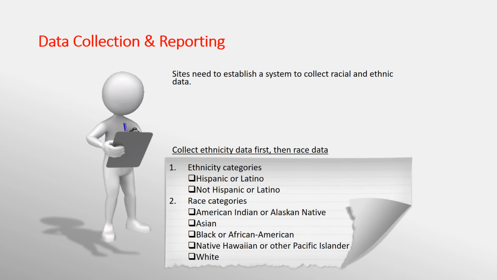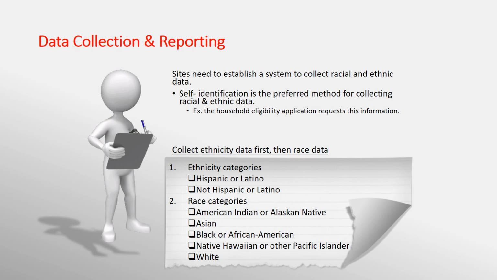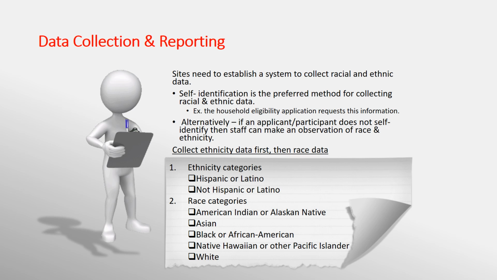Sites need to establish a system to collect racial and ethnic data. Self-identification is the preferred method for collecting racial and ethnic data. Alternatively, if an applicant participant does not self-identify, then staff can make an observation of race and ethnicity. When collecting racial and ethnic data, collect ethnicity data first, then race data.